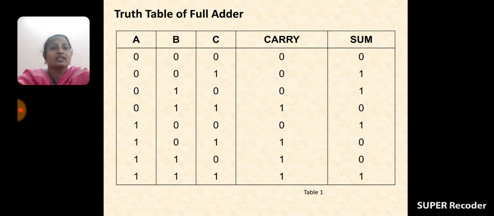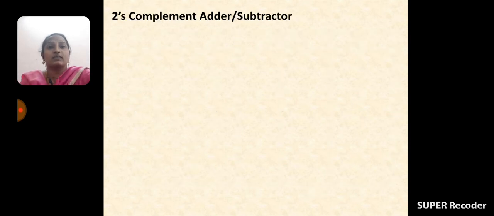Why? Because two 1s are there. Two 1s means 1 plus 1 is 0 with carry 1. Sum is 0, carry is 1. In the second stage also, only two 1s are there. But in the last stage, three 1s are there. 1 plus 1 plus 1 is equal to 11. So sum 1 is there as well as carry 1 is there.